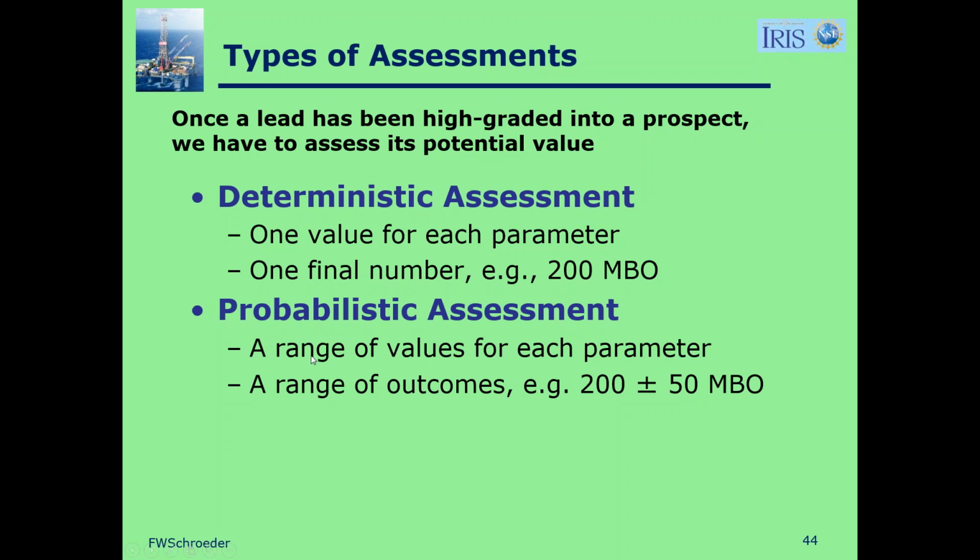Probabilistic assessment, what we do is we give it a range of values for each of the 20 or so parameters, and then we'll get a range of outcomes. We'll get a mean value, maybe 20 million or 200 million, I'm sorry. But we might also say it could be plus or minus 50 million barrels.